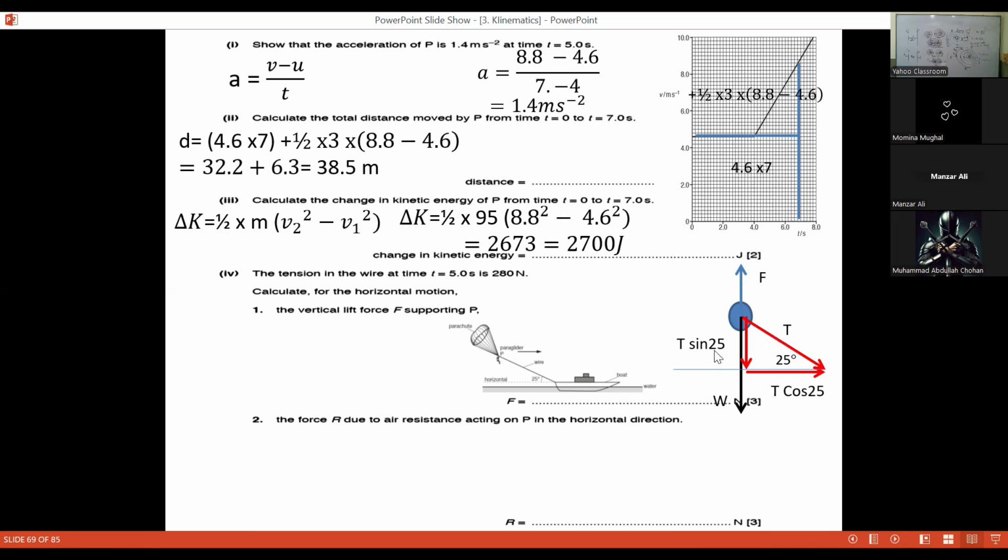T sin 25 and T cos 25. If the object is neither moving upwards or downwards, then lift force F must be equal to downward forces. In other words, it should be equal to W plus T sin 25.